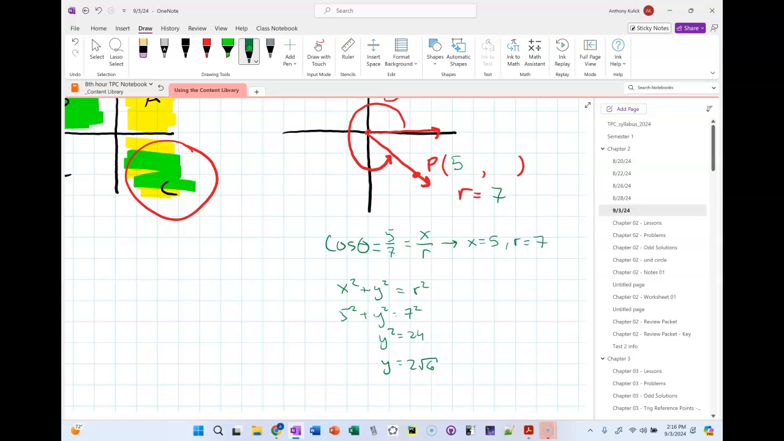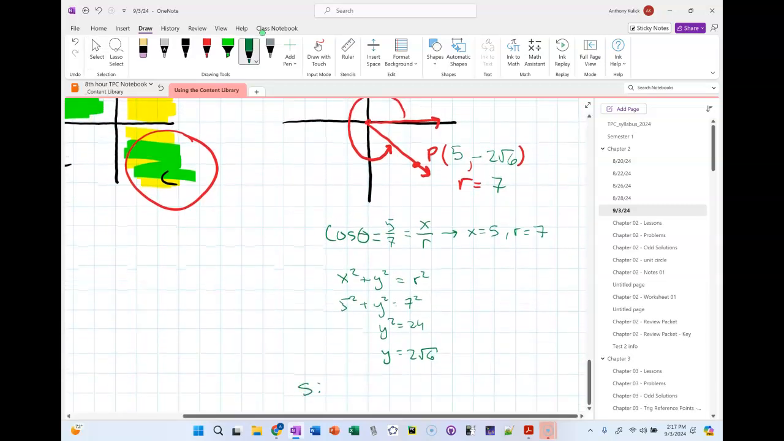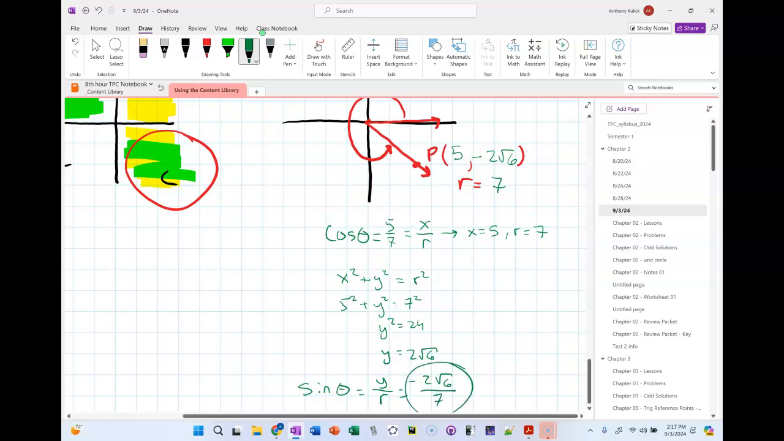So I'm going to write here 2 root 6 for y. Almost. Negative. Why is the y negative? Because it's in the fourth quadrant. Very good. Yes. 100%. So that's everything I need. It asked me for sine theta, which is just y over r. So it's negative 2 root 6 over 7. And I'm done.